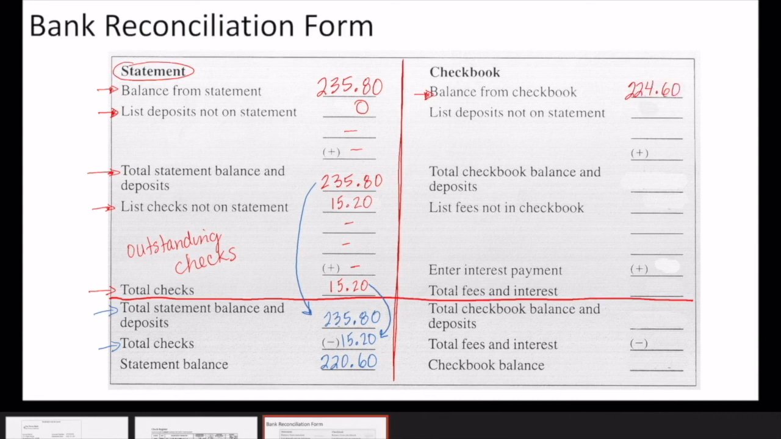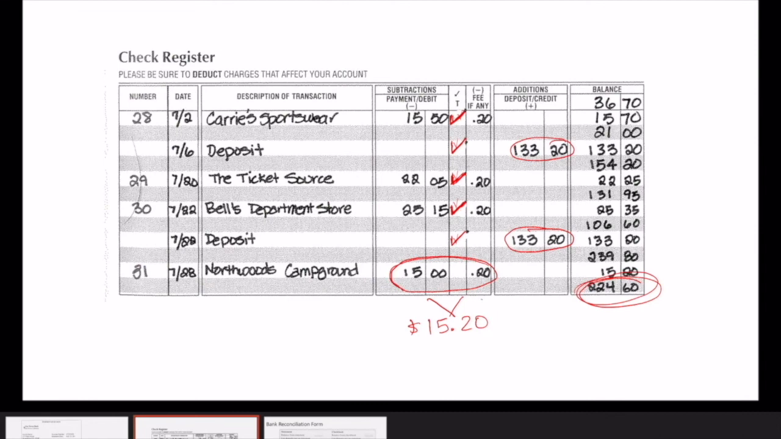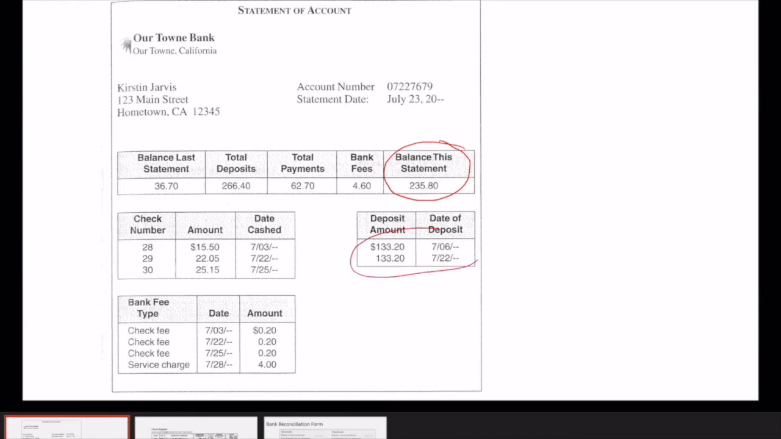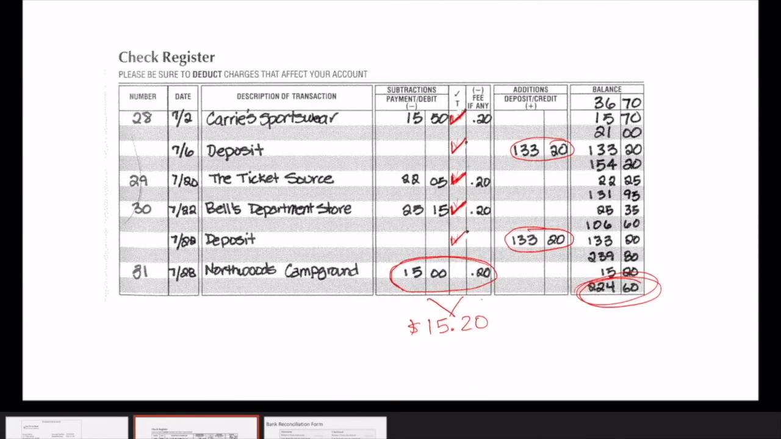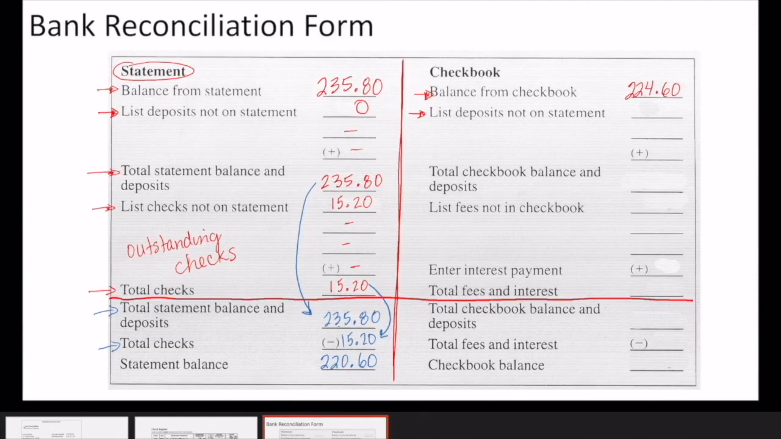Next, we're going to list deposits that are not on the statement. When we look at our checkbook register, we only had 2 deposits and they were both on the statement. Right there. They were both on the statement. So therefore, we do not have any outstanding deposits.